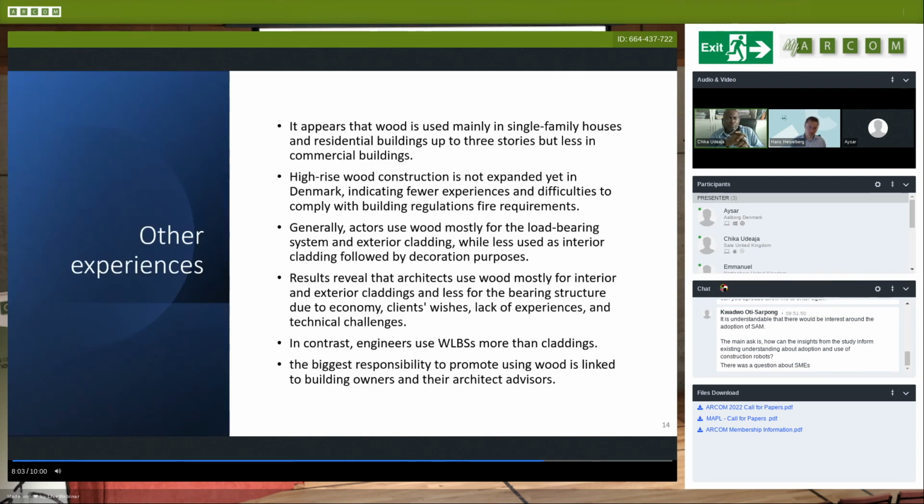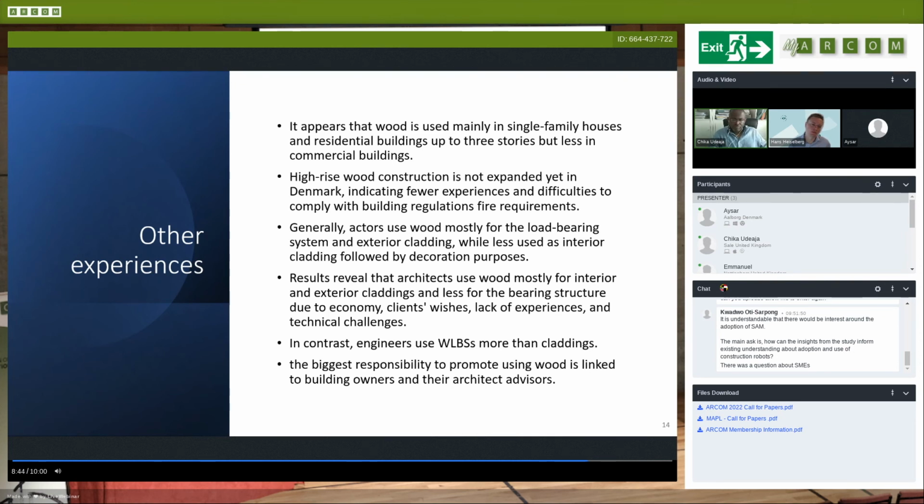Wood is mostly used in single-family houses and residential buildings, up to 3 stories, but less in commercial buildings. High-rise wood construction is not expanded yet in Denmark, indicating fewer experiences and difficulties to comply with building regulations' fire requirements. Generally, actors used wood mostly for the load-bearing system and exterior cladding, while less used as interior cladding and decoration purposes. Results reveal that architects used wood mostly for interior and exterior claddings and less for the bearing structure. In contrast, engineers use wood for the load-bearing system more than claddings.